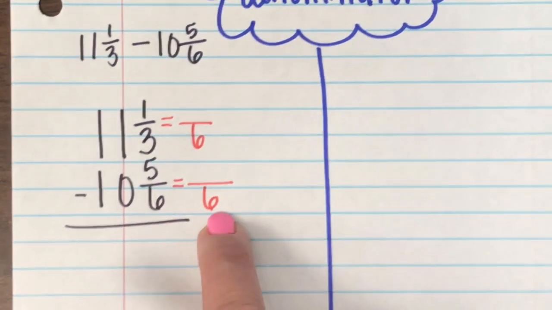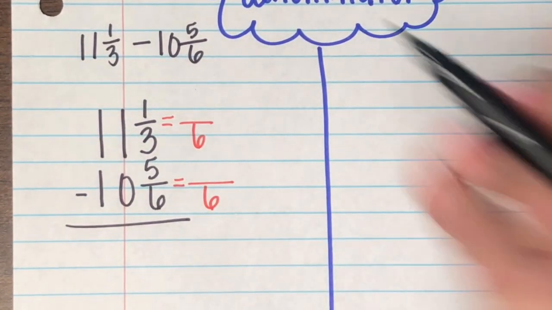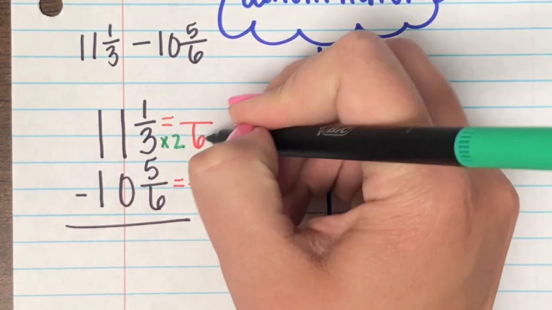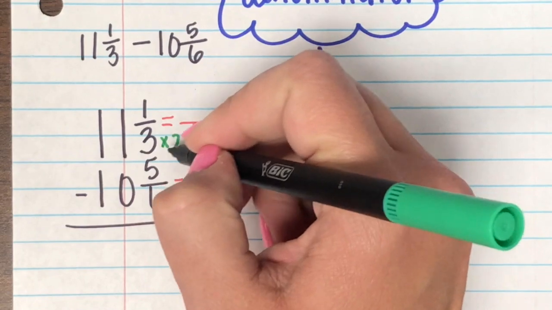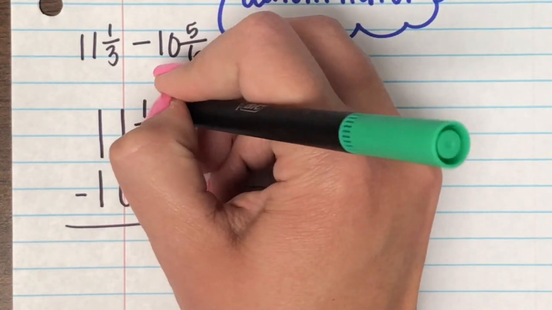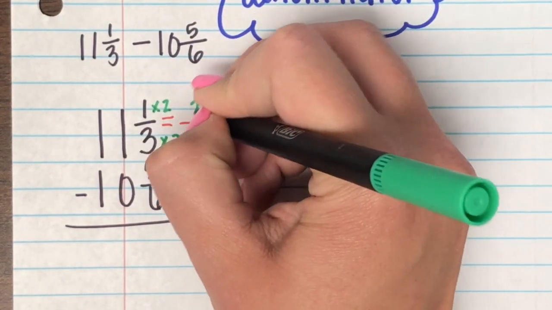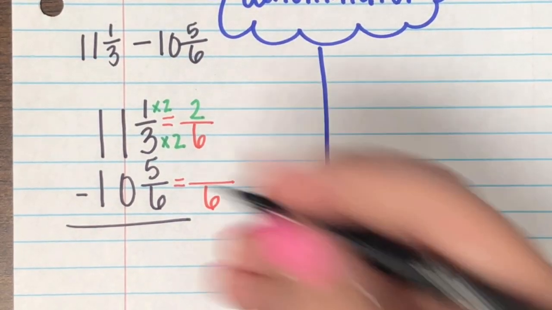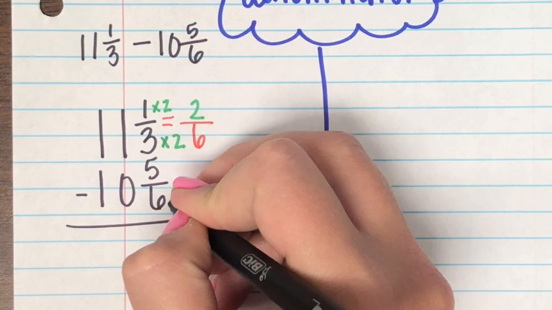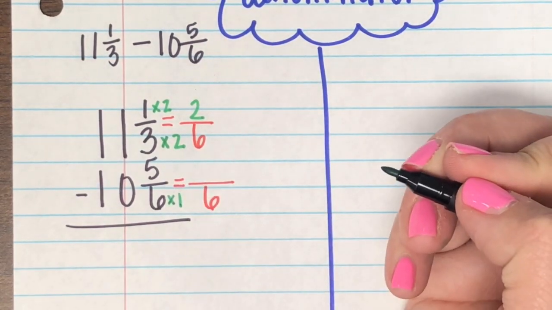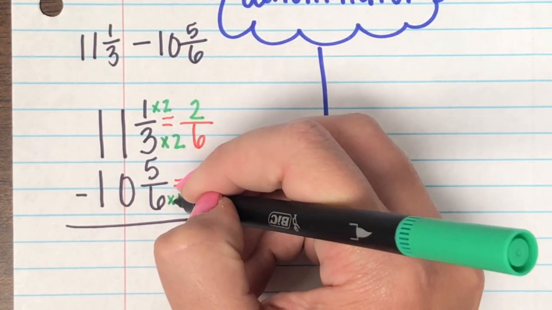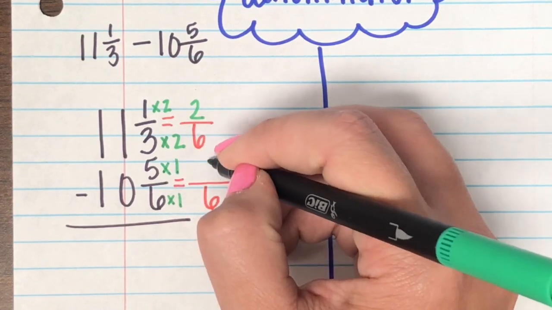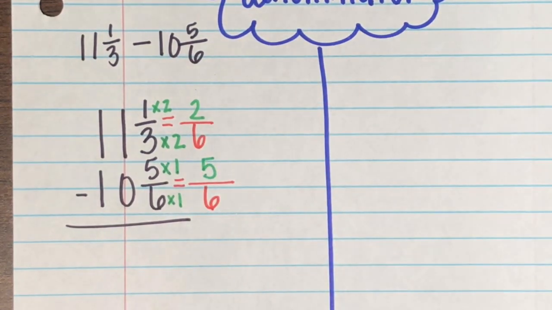So let's talk through that. 3 times what gives me 6? Well, 3 times 2 is 6, and whatever I do to the bottom, I do to the top. So 1 times 2 is 2, okay? Same thing on the bottom number. 6 times what is 6? 6 times 1 is 6. Whatever I do to the bottom, I do to the top. So 5 times 1 is 5.